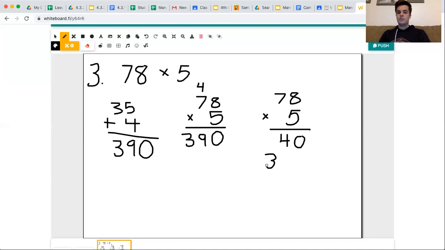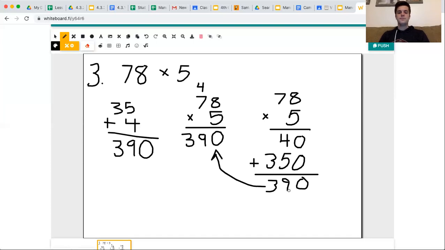We have to make sure that the 35 is written over here, and that a 0 is right here, because we're multiplying by something that's in the tens place. And then we can add. Let's see if we get the same answer. 0 plus 0 is 0. 4 plus 5 is 9. And 3. Oh, look at that. Same answer is right there, 390.